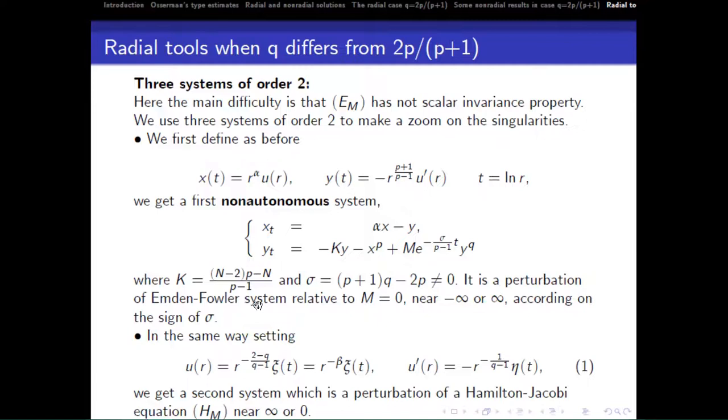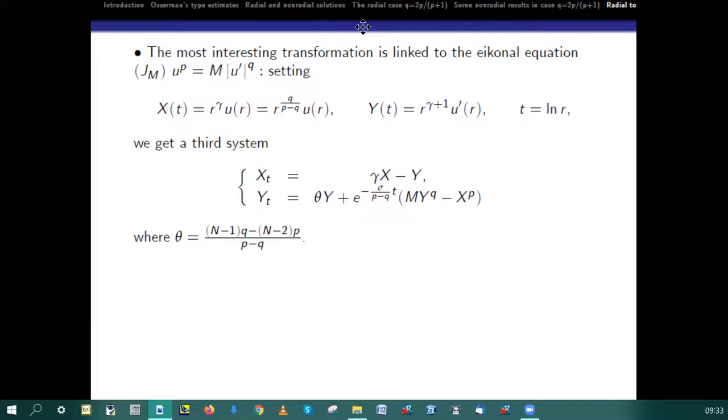So we have a perturbation of the Emden-Fowler system, near either minus infinity or plus infinity, according to the sign of sigma, that means the position of q with respect to 2p over p plus 1. In the same way, if you introduce a second change of variables with beta equal to minus q over q minus 1, you obtain a second system. I shall not mention the system here, but this system is a perturbation of the Hamilton-Jacobi equation near infinity or zero. But the most interesting transformation is linked to the eikonal equation.